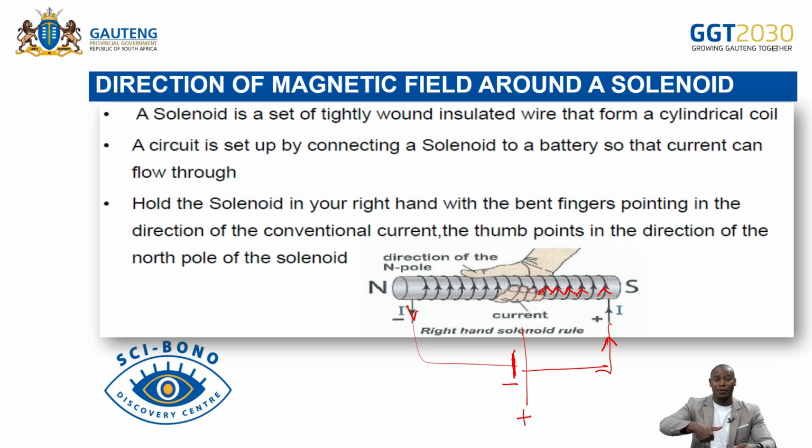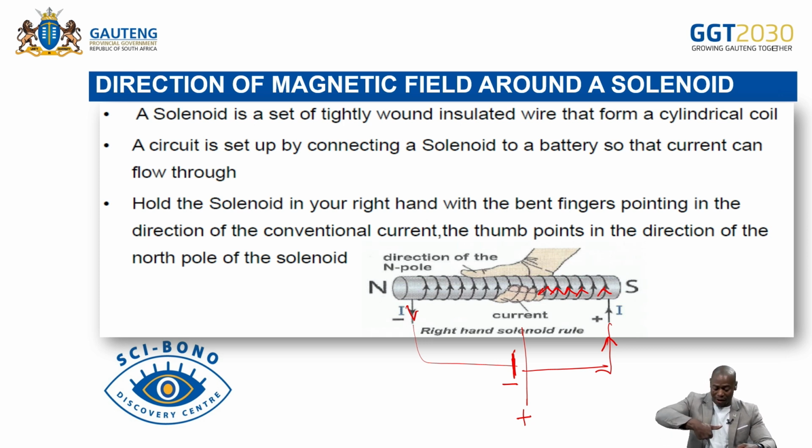What are they saying there? Hold the solenoid in your right hand with the bent fingers pointing in the direction of the conventional current. The thumb points in the direction of the North Pole of the solenoid. So now things have changed. As much as we use the right hand, the thumb now is pointing in the direction of the North Pole, which is the direction of the magnetic field. So the thumb is always pointing to the North Pole, and the curled fingers are in the direction of the conventional current. As you can see, look at the picture.